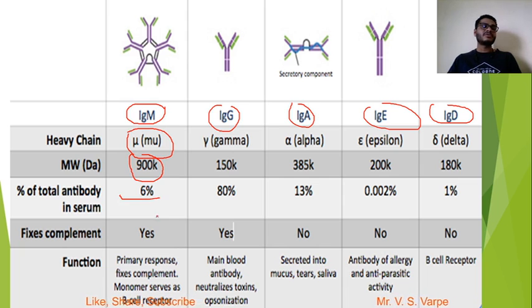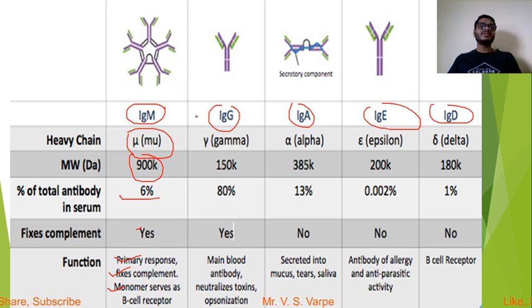IgM fixes complement, and its major function is the primary response against pathogens, against bacteria and also against viruses. Mostly the monomers serve as the B cell receptors.